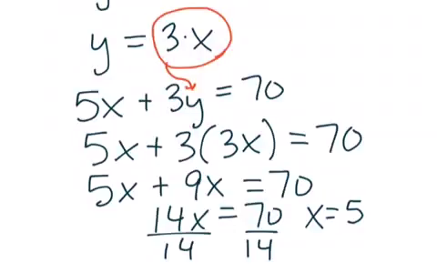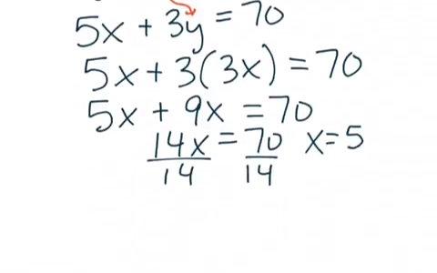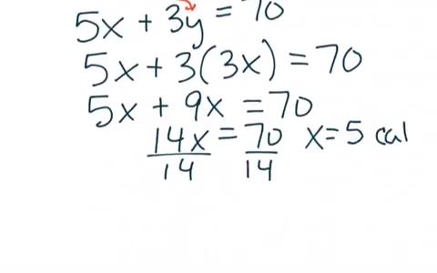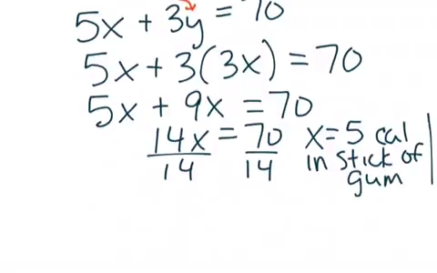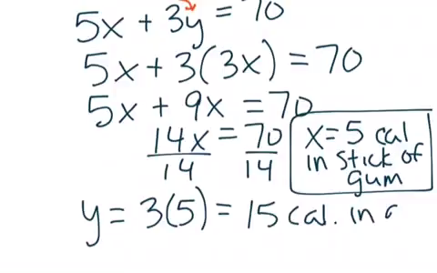Now, again, 5 what? X, we said, represents the number of calories in a stick of gum. So there's 5 calories in a stick of gum. Then going back, it said y is equal to 3x, so y equals 3 times 5, and I get 15 calories in a mint.